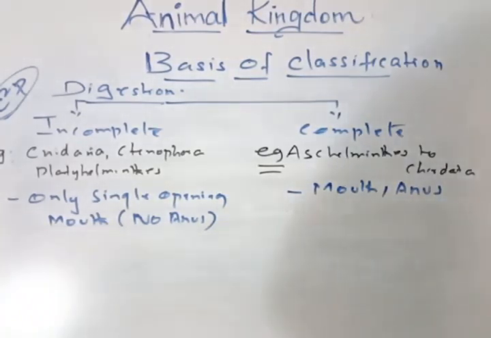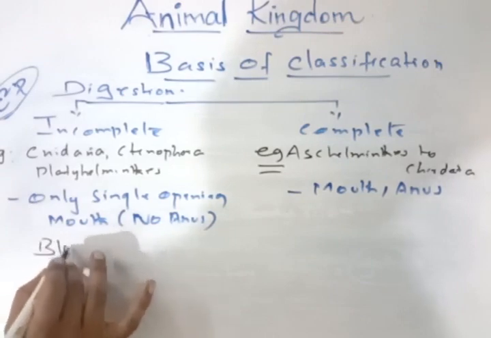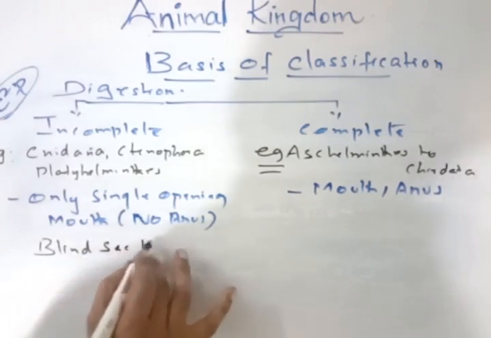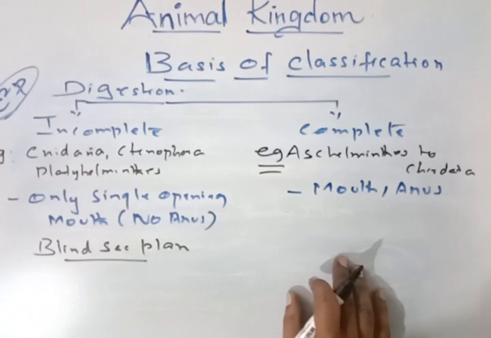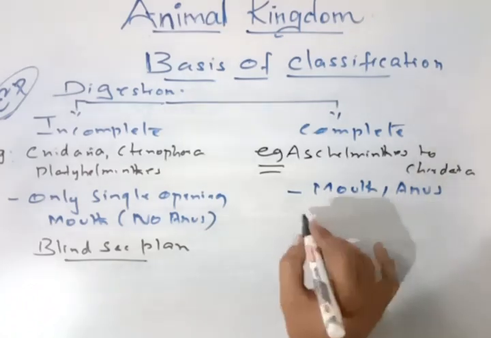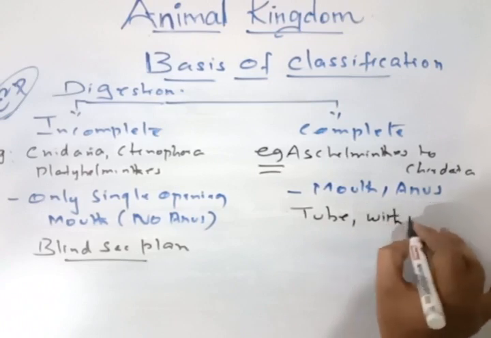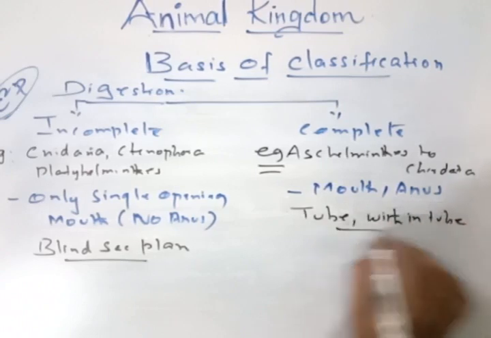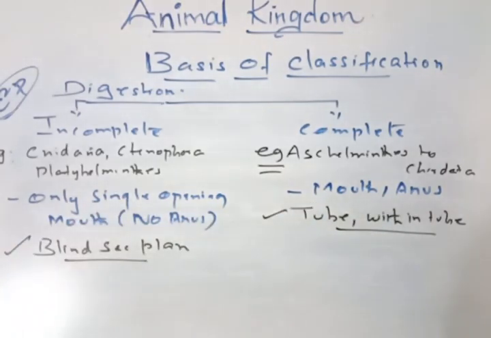So we call this incomplete digestion the blind sac plan. It is also called blind sac plan. Where mouth and anus, two openings, are there, we call it the tube within tube body plan. So there are two plans, blind sac and tube within tube.